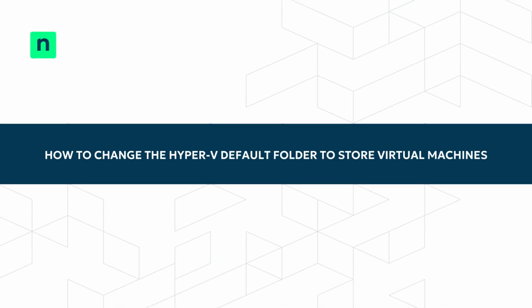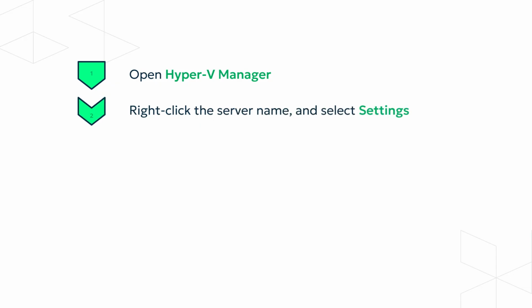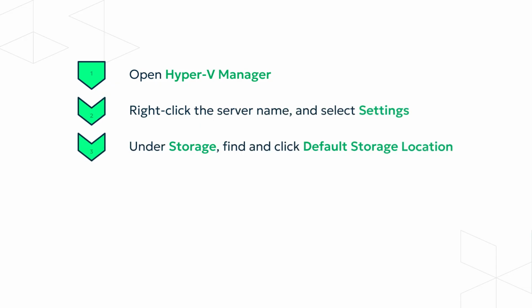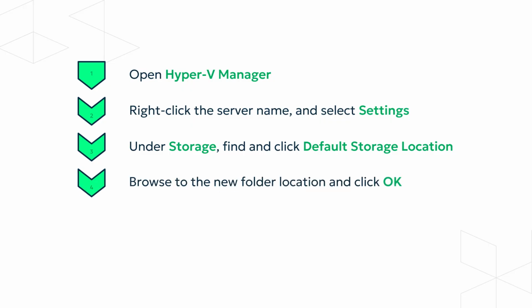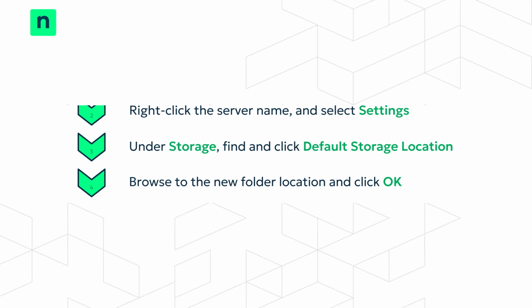How to change the Hyper-V default folder to store virtual machines. If you want to change the default storage location for your VMs, follow these simple steps. First, open Hyper-V Manager, right-click the server name and select Settings. Under Storage, find and click Default Storage Location. Then browse to the new folder location and click OK. To confirm your actions, create a new VM and ensure it's stored in the updated location.